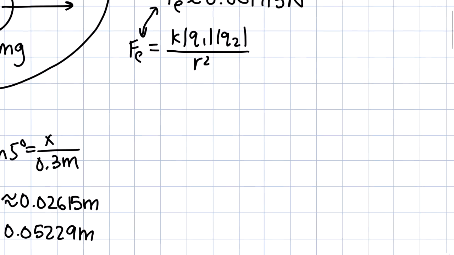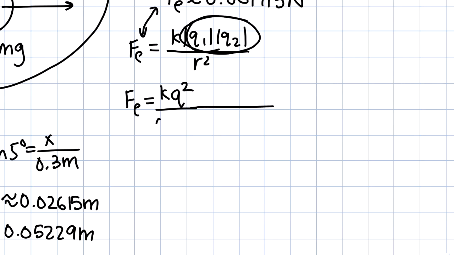So we can write the equation for the electrical force now. And we can plug in K. And remember that these Q's are going to be the same because the particles have the same charge. So we can just say Q squared over R squared. And remember that R is 0.05229 meters.